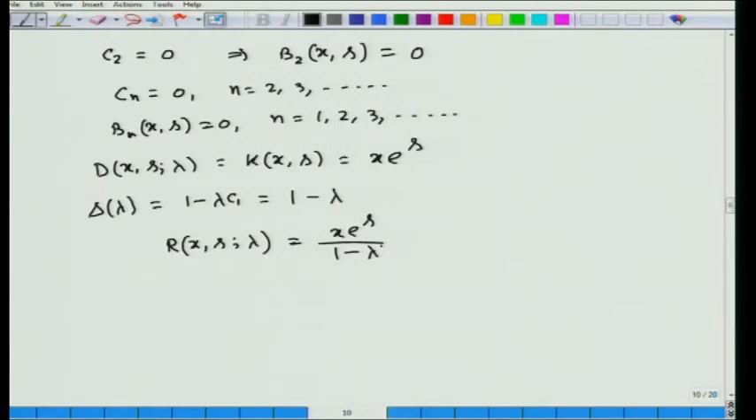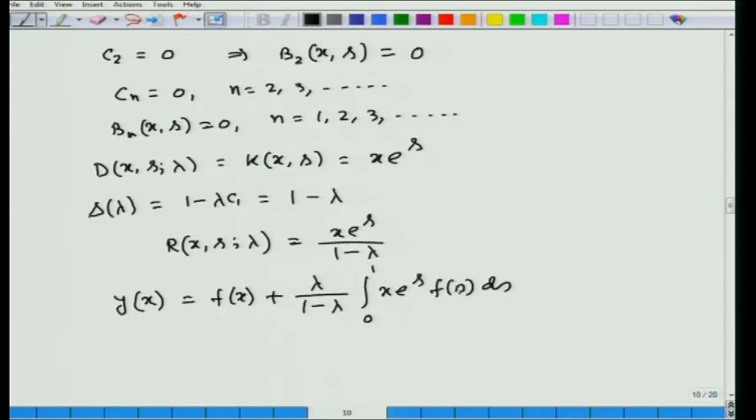This is the resolvent kernel, and therefore the solution to the given problem is given by y(x) = f(x) + λ/(1 − λ) ∫₀¹ x e^s f(s) ds. This is the solution to the given integral equation.